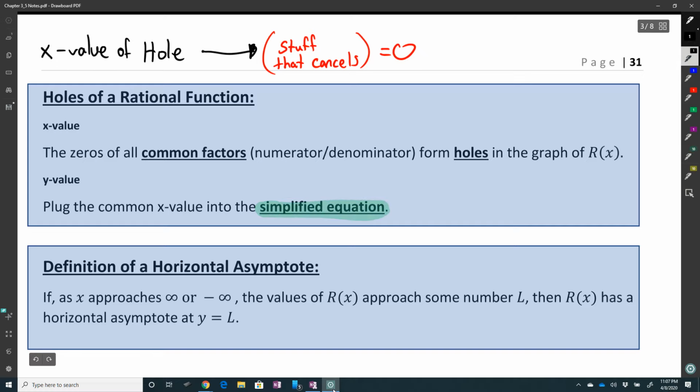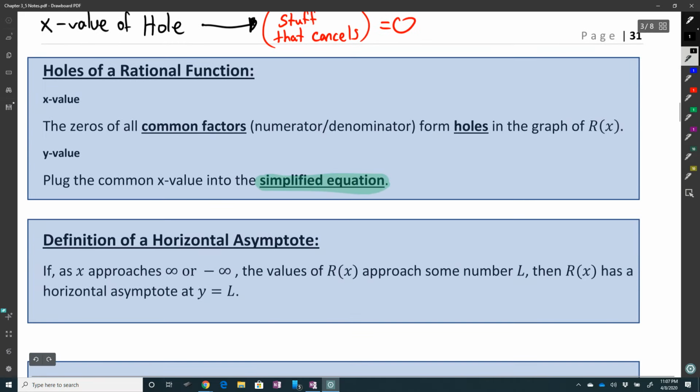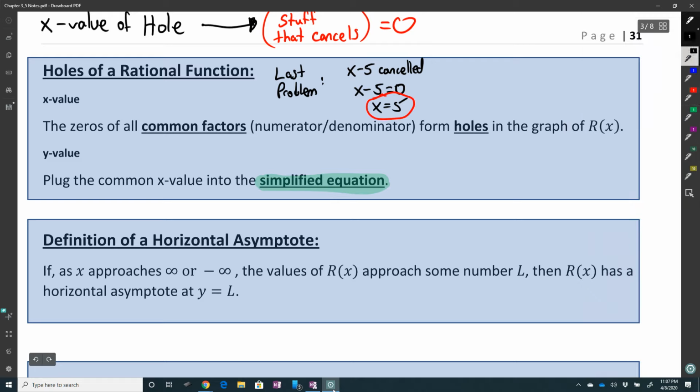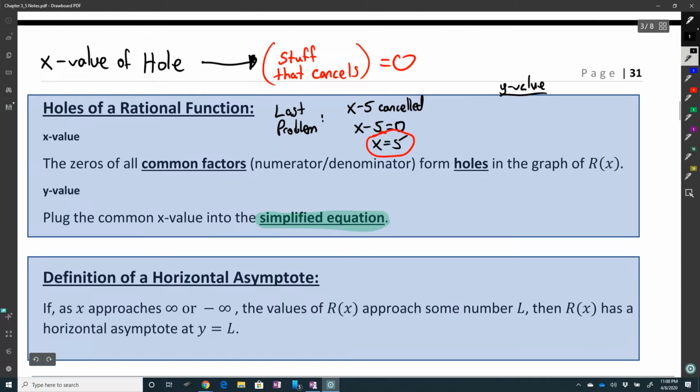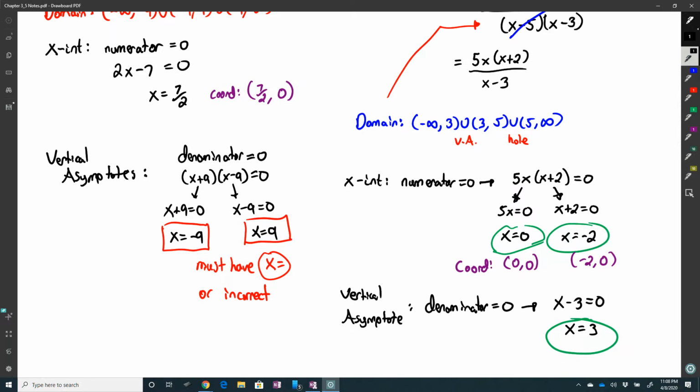All right, so for the last equation that we did, the x minus 5 canceled out. So that means you set x minus 5 equal to 0, so x equals 5. Now to find the y value, you plug the 5 into the simplified equation. And the simplified equation was up here, 5x times x plus 2 over x minus 3.